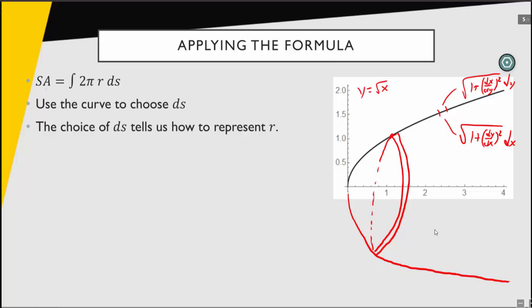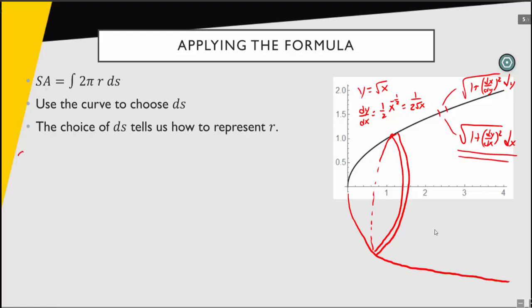Now, it says use the curve to choose ds. Well, if my curve is given to me as y as a function of x, then it's very easy for me to calculate dy/dx. In this case, that's 1/2 x to the negative 1/2, or 1 over 2 root x. So because I'm given y as a function of x, it's easy for me to calculate dy/dx, and therefore it makes sense for me to use this expression for ds.